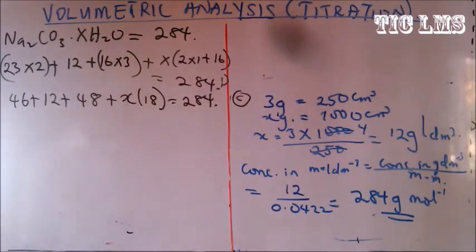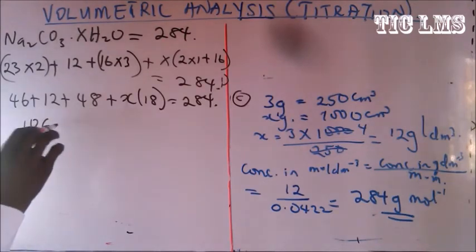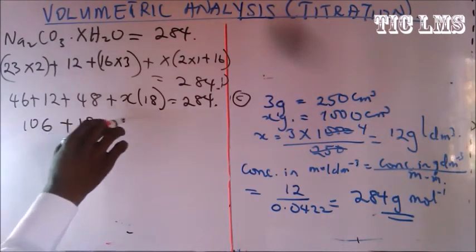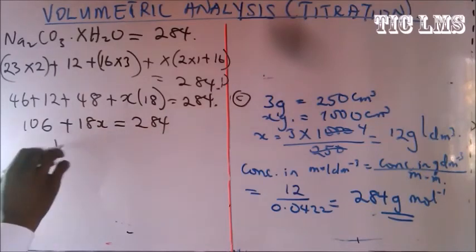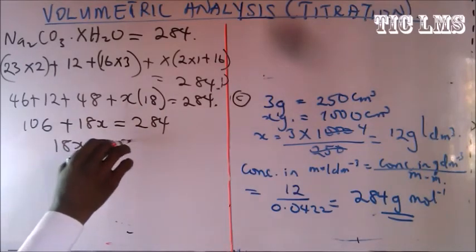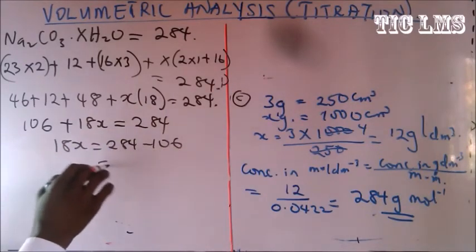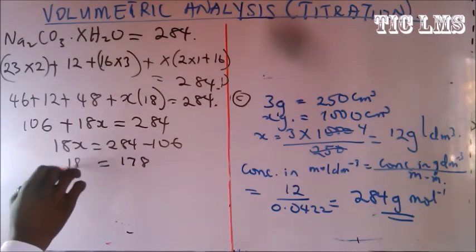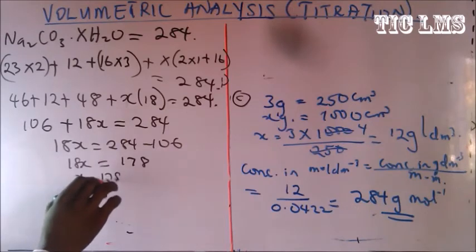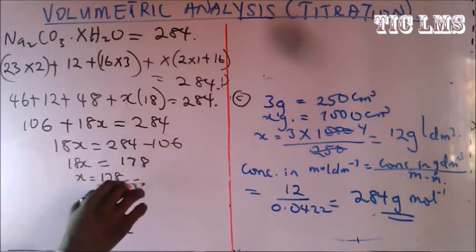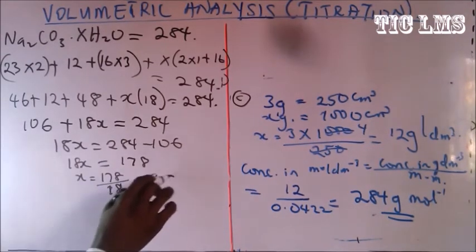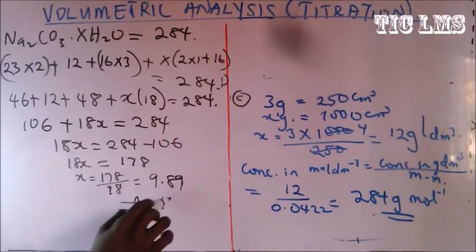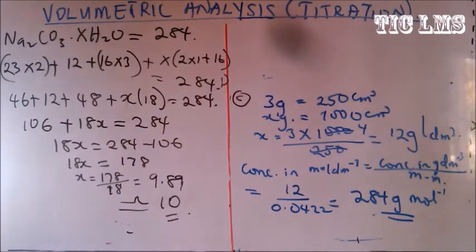When we add all this, it gives 106 plus 18x equal to 284. So 18x equal to 284 minus 106, and that gives 178. So x equal to 178 divided by 18, and that produces 9.89, and that's approximately 10. So the value of x in that equation is 10.